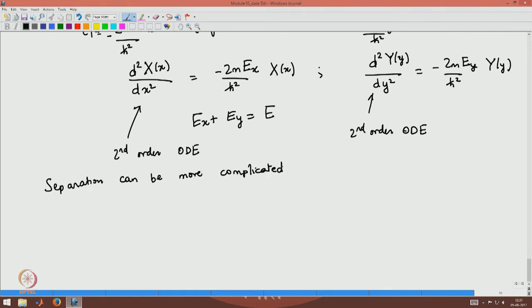Okay. So for example, let us consider the hydrogen atom problem in QM. Okay. So here we use spherical polar coordinates.